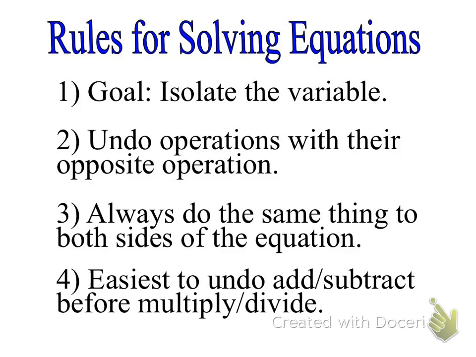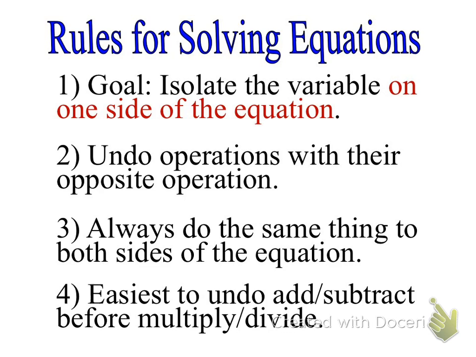So basically, here were the old rules for solving equations. Isolate the variable. Undo operations with their opposite operations. We still do that. Always do the same thing to both sides of the equation. We still do that. It's always easiest to undo the adding and subtracting before multiplying and dividing. The only difference now is in that first rule, we're going to isolate the variable to one side of the equation. Okay?